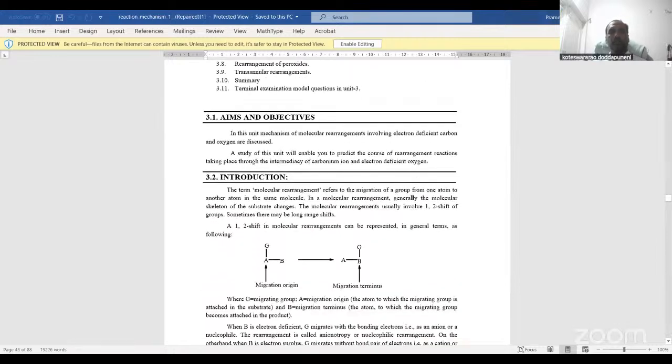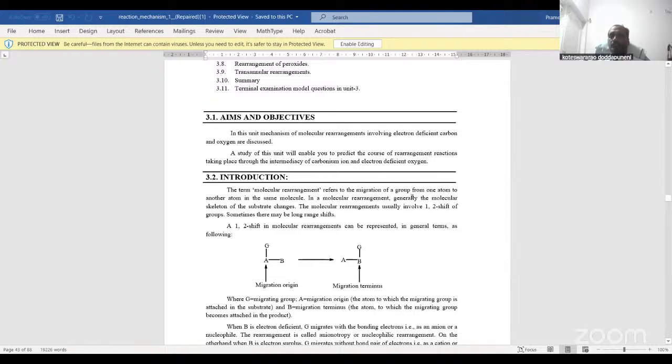Now, the term molecular rearrangement refers to the migration of a group or an atom from one atom to another atom, or from one position to another position within the same molecule, is known as rearrangement or molecular rearrangement. In a molecular rearrangement, generally the molecular skeleton of the substrate undergoes changes.